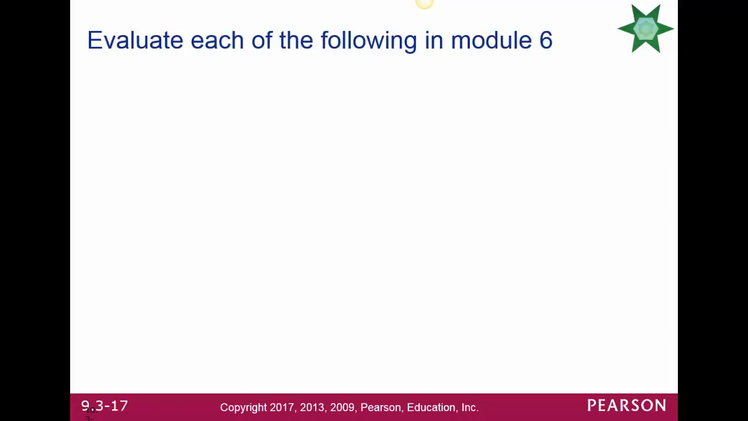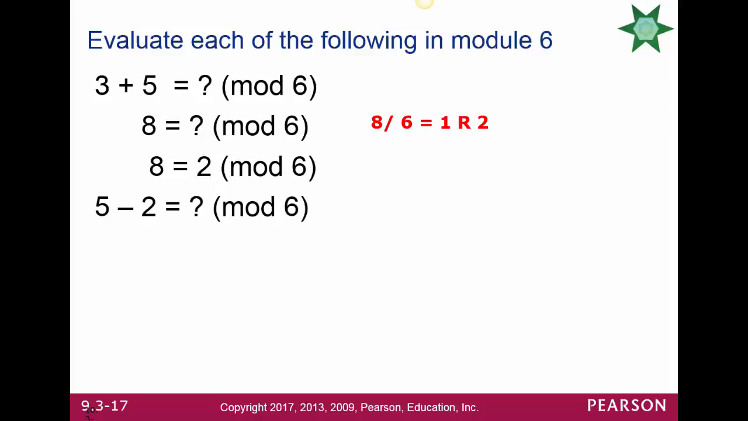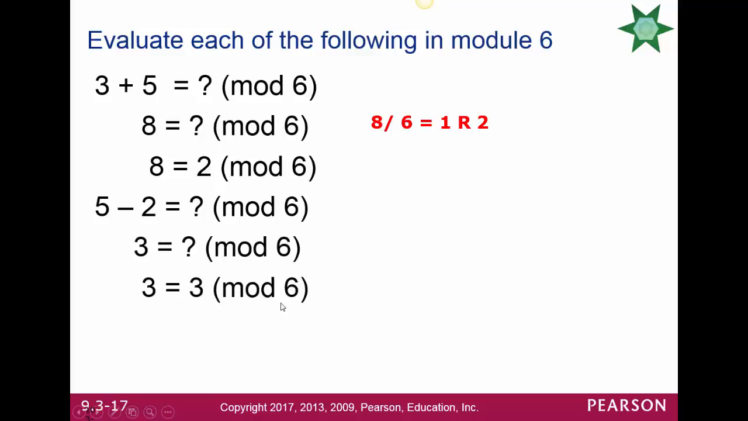Evaluate each of the following in modulo 6. Notice on the left-hand side we're adding, so we can go ahead and do that addition, and we get 8. We want to know what that's congruent to in the modulo 6 system. We take 8 and divide by 6, and we get 1 remainder 2. Therefore it's congruent to 2 mod 6. 5 minus 2 is congruent to what in the modulo 6 system? We can go ahead and subtract there. 5 minus 2 is 3, and so our answer is simply 3 mod 6.